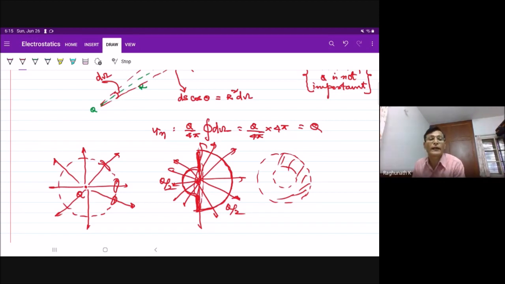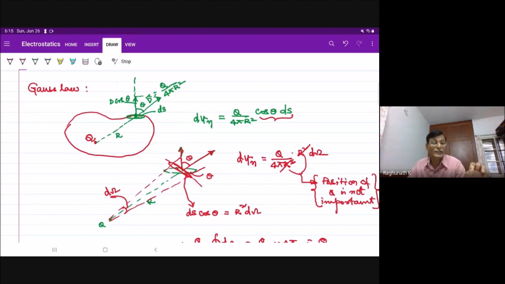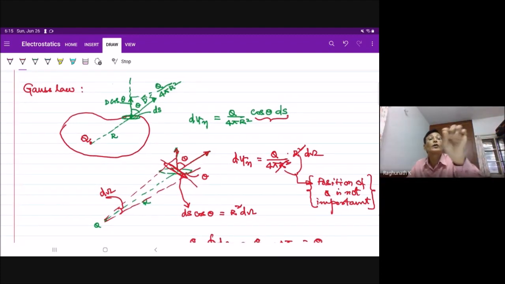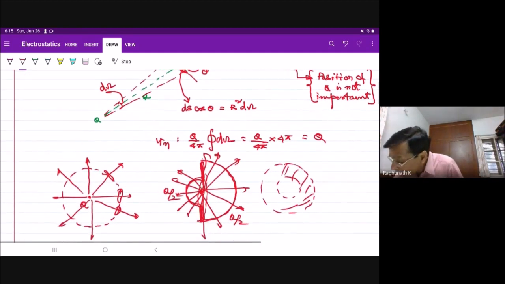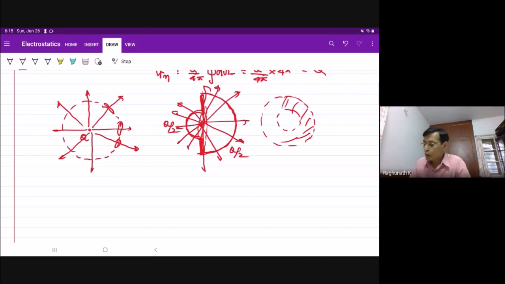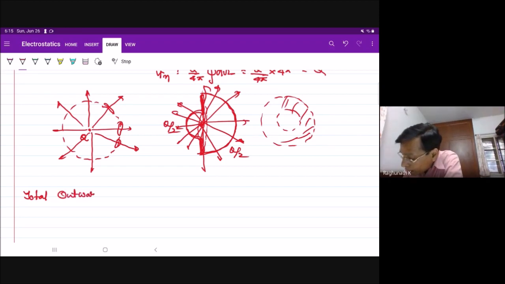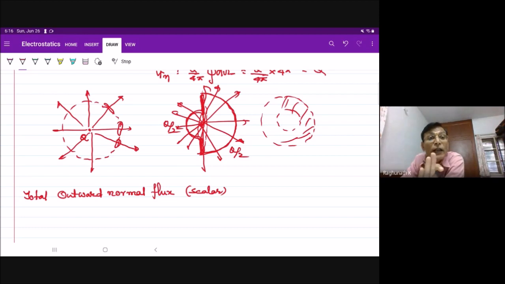The charge need not be at the center, and the closed surface need not be a sphere. If I integrate the normal component of the flux over the closed surface, it is equal to the charge enclosed. Listen, what we speak about here is the total outward normal flux. Is it vector or scalar? Scalar. Flux is scalar. Flux density is a vector.